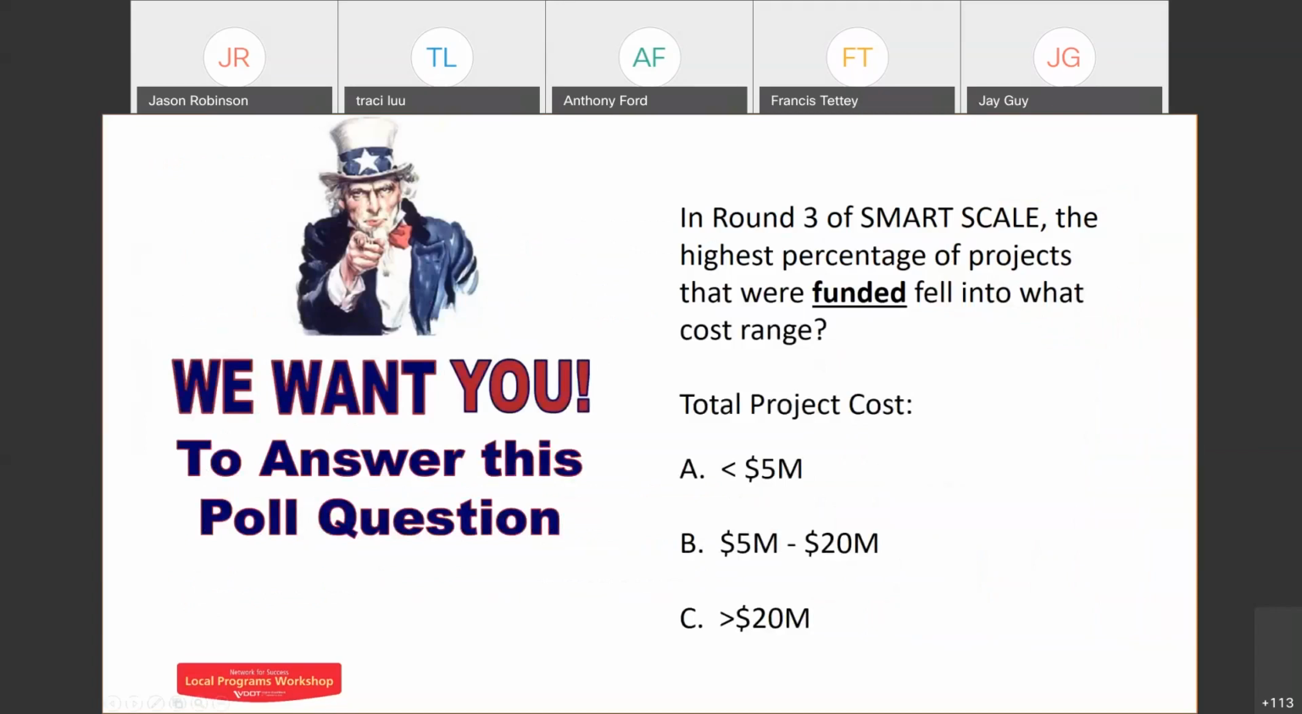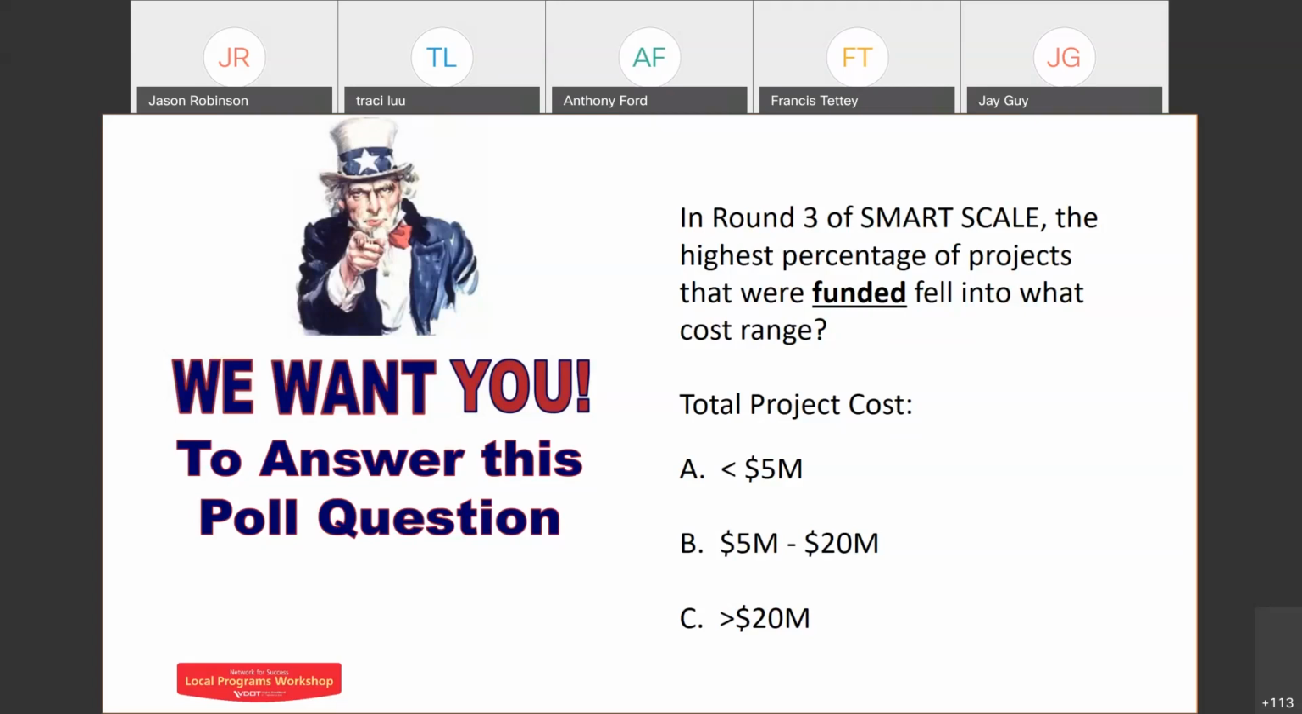So we'll have yet another poll here. If anyone's coffee is yet to kick in, we'll use this as an opportunity to get folks rallied around their screen. The question posed to you right now is in round 3 of Smart Scale, and I realize that you're thinking, well, hey, we're in round 4. Well, the round 4 projects are still being validated and reviewed, and obviously those have not been funded yet. That funding will not come until next calendar year. So round 3 is the latest round that we have of funded projects.